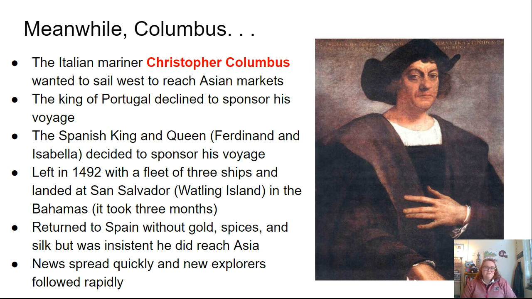Meanwhile, while all of this was going on with Portugal, the Spanish were employing Italian mariner Christopher Columbus to sail to the Americas. So the King of Portugal actually declined to sponsor Columbus, and so he went to the Spanish King and Queen, Ferdinand and Isabella. And they ultimately decided to sponsor his voyage. He left in 1492 with 3 ships that landed in San Salvador. This is Watling Island in the Bahamas. And it took them 3 months to get there.